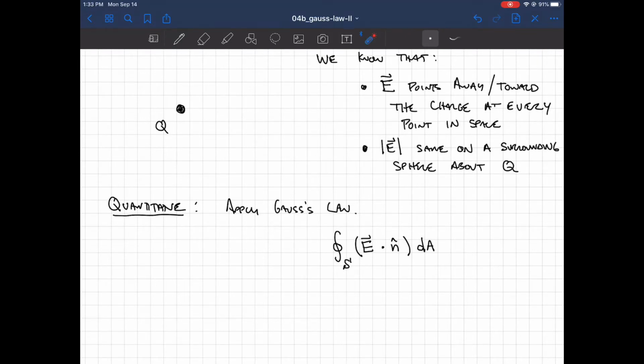So you look at the dot product of the electric field with the normal vector at a point on the surface, you multiply that by the area chunk, and you add them all up. That's called the flux of the electric field through that surface. And then the other side of Gauss's law says Q enclosed by S over epsilon naught. So we wrote down Gauss's law, and now it's reminded us exactly what we need to do.